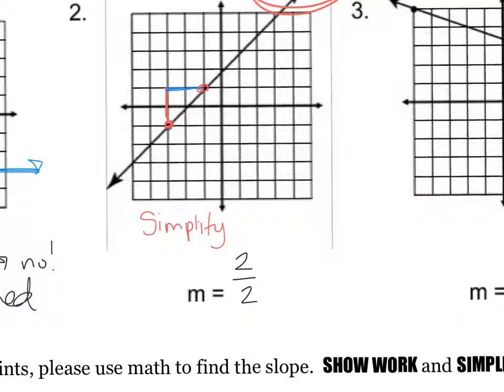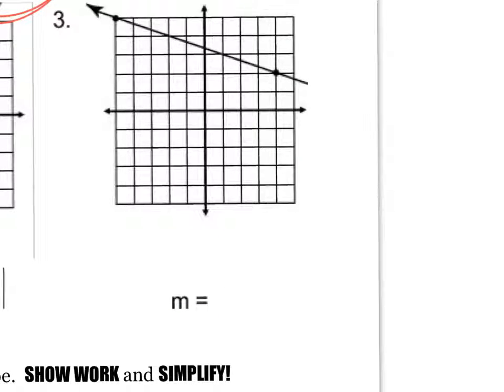So in your calculator, you can push that button. Why don't you do that right now? And when you simplify your fraction, what do you get? 1. Well, you get 1 over 1, which is the same thing as 1. And as you can see, if you go up 1 over 1, up 1 over 1, you are still on the line.